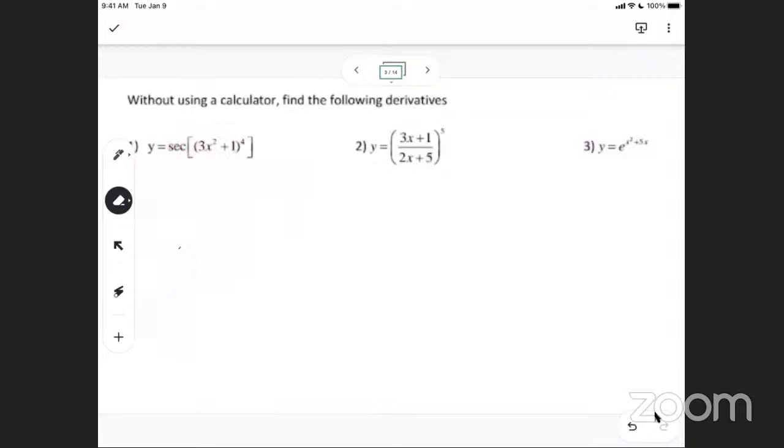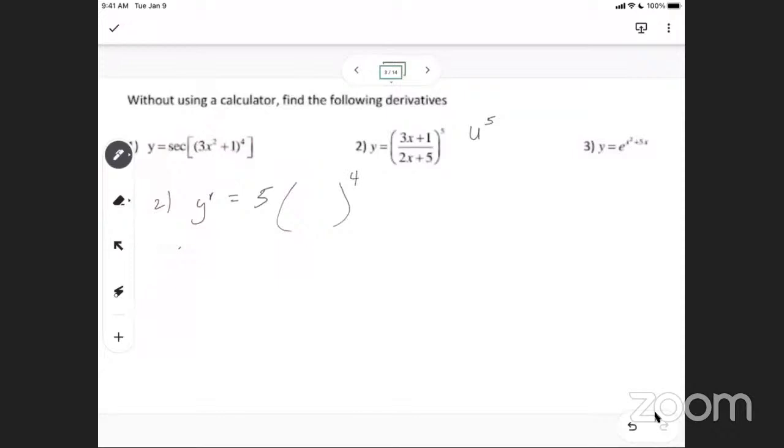So let's go with the derivative of this one here, number 2. So we're gonna do the chain rule. The outer function is like u to the 5th, so the derivative for number 2 is going to be 5 times u to the 4th, because that's the derivative of that outer function. Does that make sense?